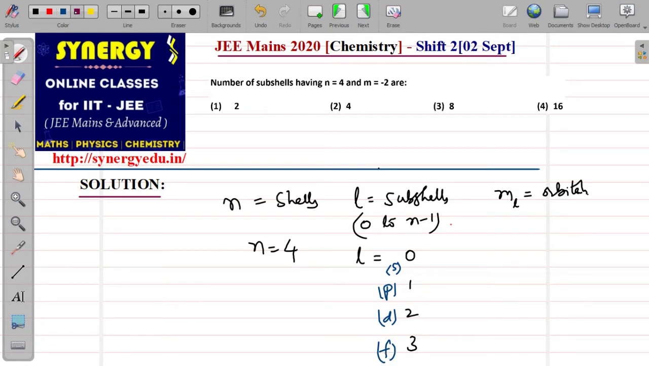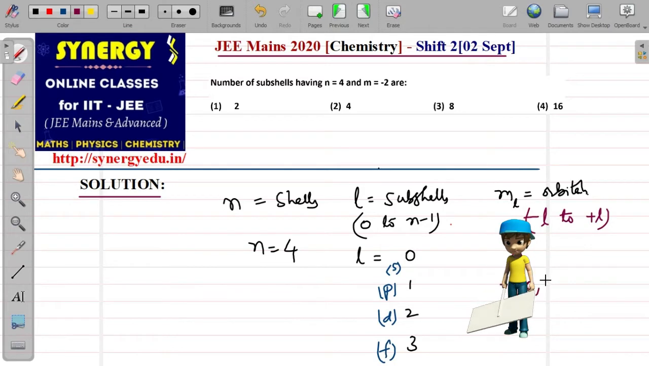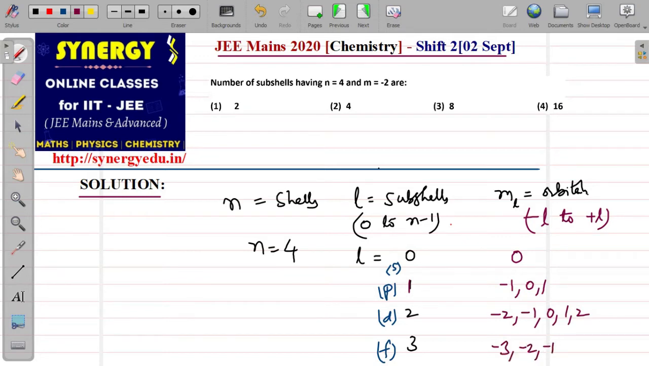Now, ml, what will exist here corresponding to l? Corresponding to l, it ranges from minus l value to plus l value. In the case of l equal to 0, there is no minus 0 and plus 0, so only 0 exists. In the case of l equal to 1, there will be minus 1, 0, 1. There are 3 ml values or 3 orbitals in this subshell numbered 1, called p. Now similarly, minus 2, minus 1, 0, 1, 2 exists, and minus 3, minus 2, minus 1, 0, 1, 2, 3.